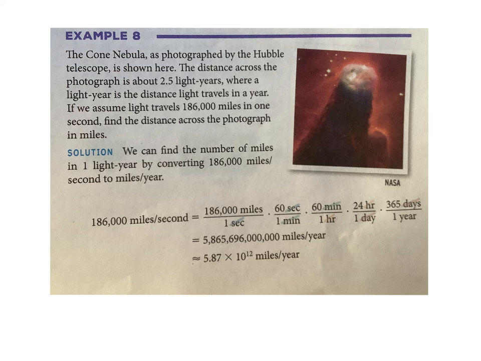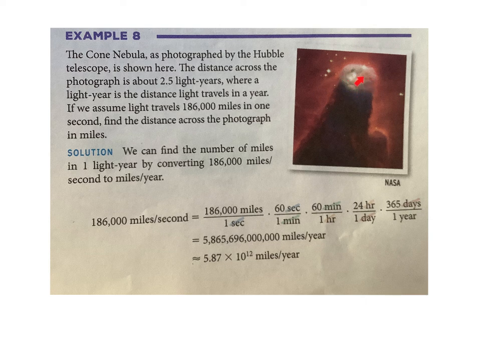Okay, so example 8, I decided to just put the picture of it up here and talk you through it because it is going to be so much easier if I do this. So we have this distance from here to here is 2.5 light years, where a light year is the distance light travels in a year. If we assume the light travels 186,000 miles in 1 second, we're looking for the distance between here and here. Okay, so light travels from here to here. It takes 2.5 years for light to travel.